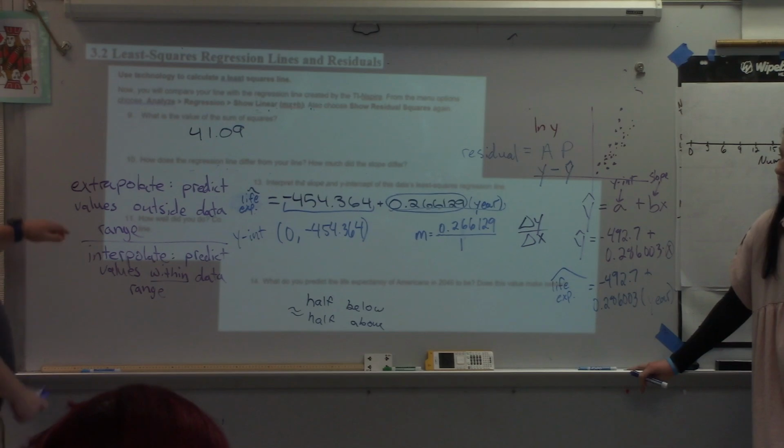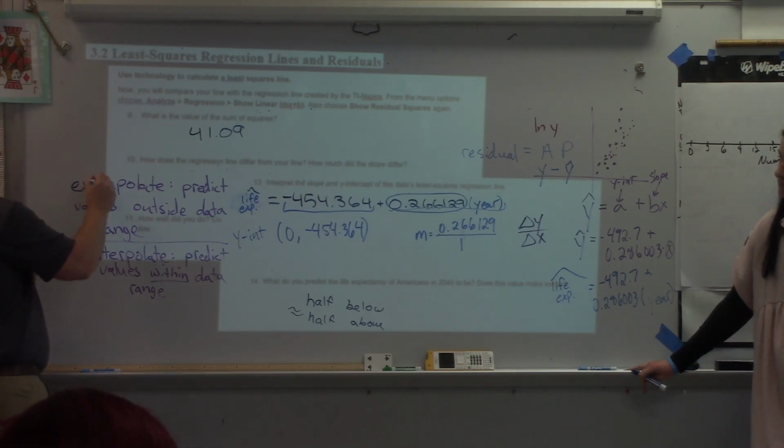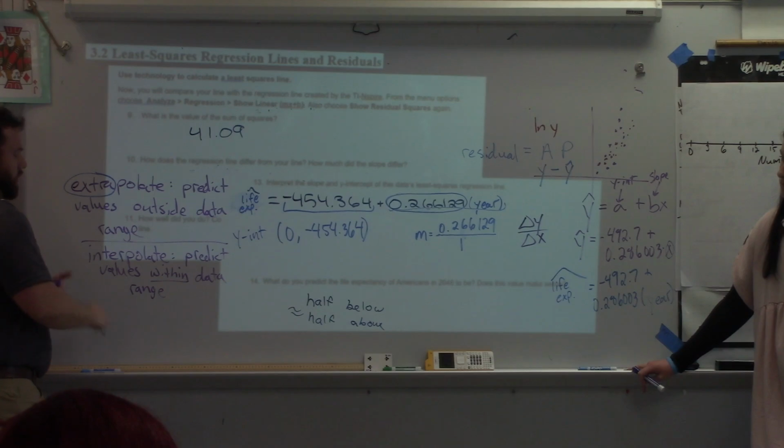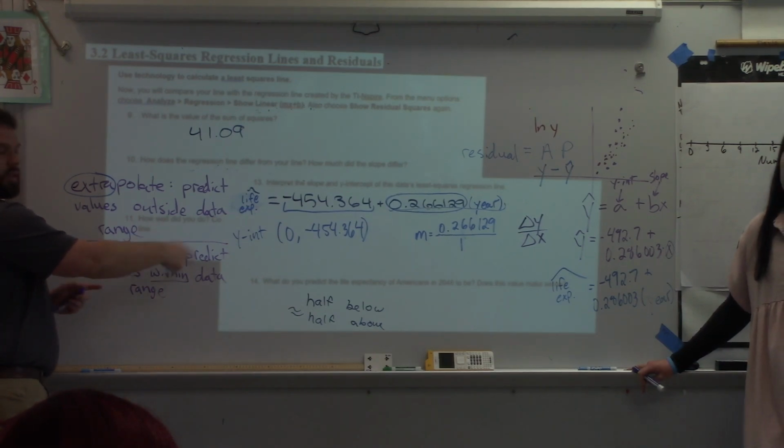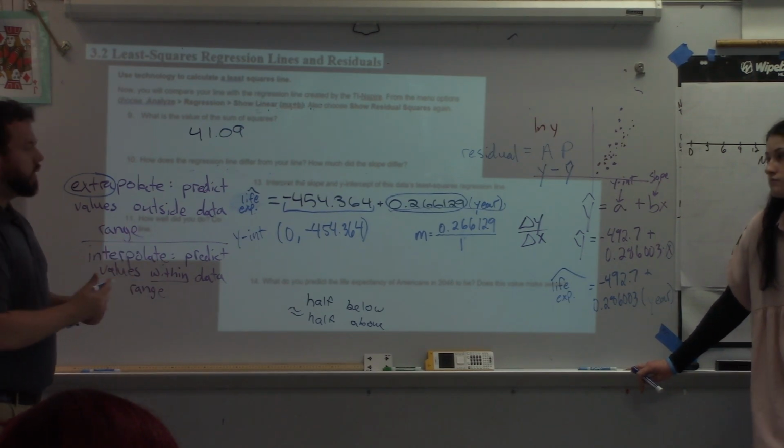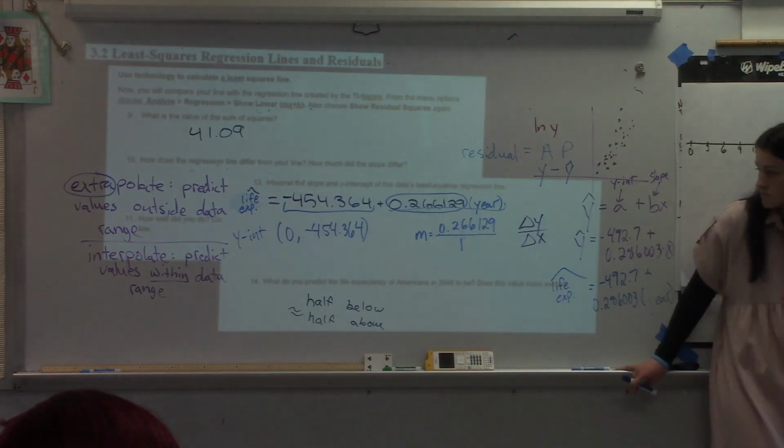I just want to point this out. Extrapolate, extra, to me means to go beyond or outside. Extrapolate is when we predict values outside the data range. When you interpolate, you're predicting values within the data range, so you're just plugging in the input.